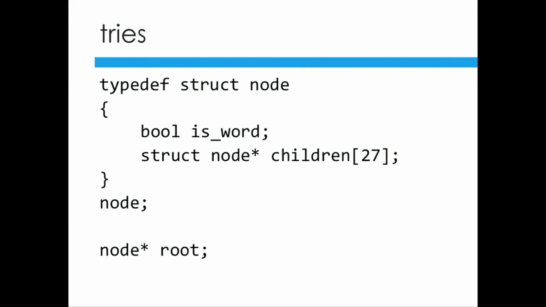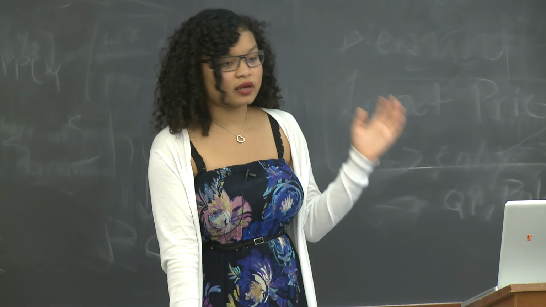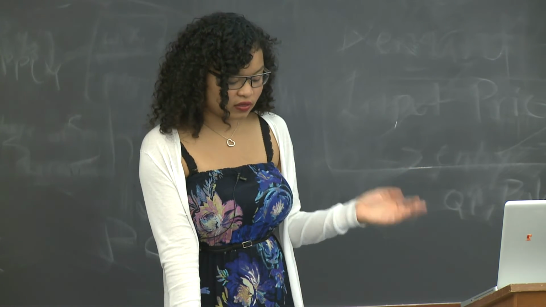Okay, so knowing that, in a trie, basically you have every node indicating whether it's a valid word or not, and then every node also has an array of 27 node pointers that then point to nodes themselves. So here's a way of how you might want to define this.